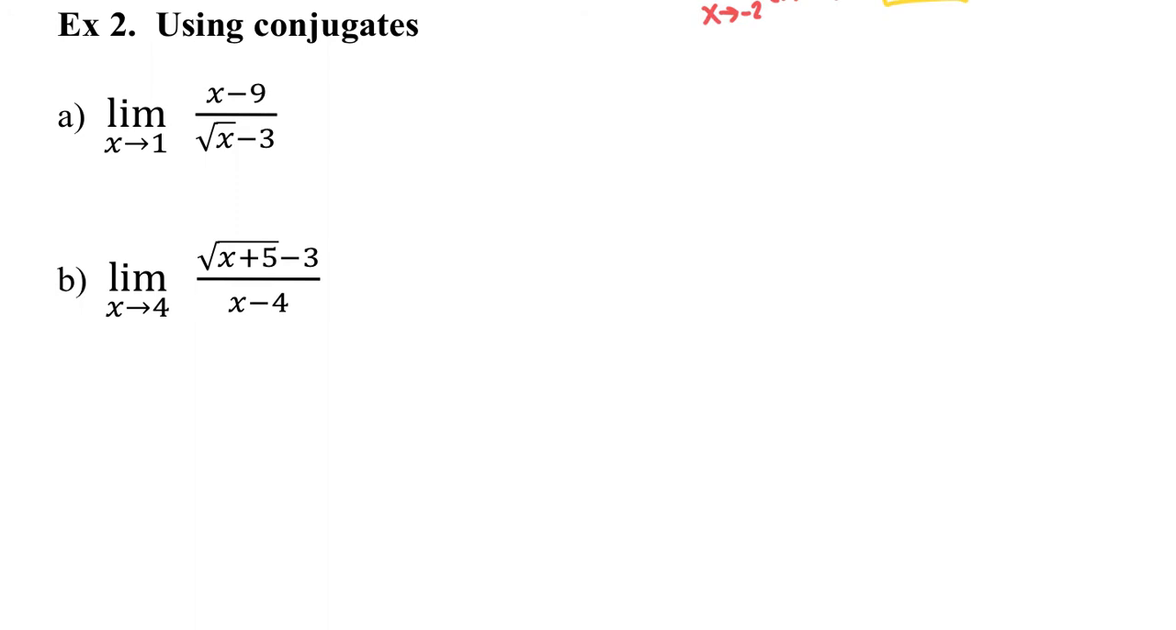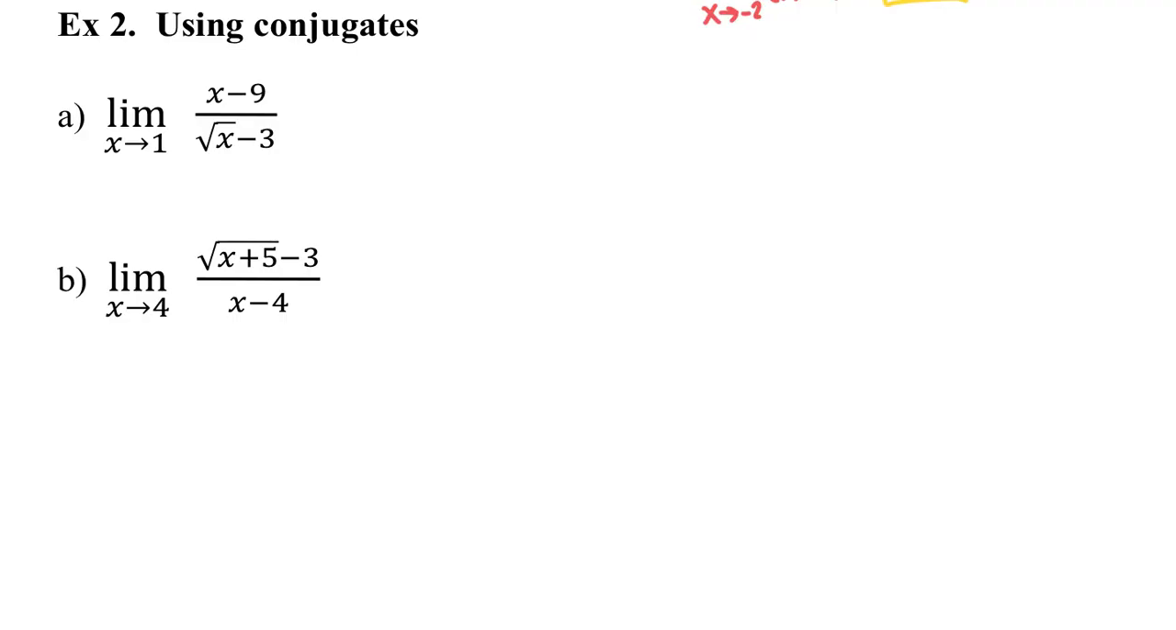Okay, the next strategy for dealing with indeterminate limits is using conjugates. It'll often look something like this, has some kind of radical in it. Now remember, you only have to use these strategies if you have an indeterminate limit. So let me see if this is actually going to be indeterminate before I try to use the strategy.